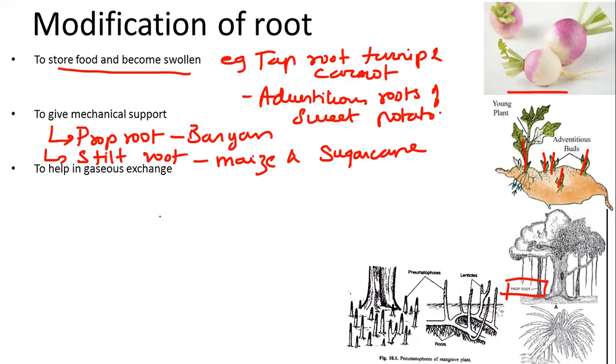Remember that they originate from the lower node of the stem. The last one is roots that help in gaseous exchange. Those types of gaseous exchanging roots are called pneumatophores.